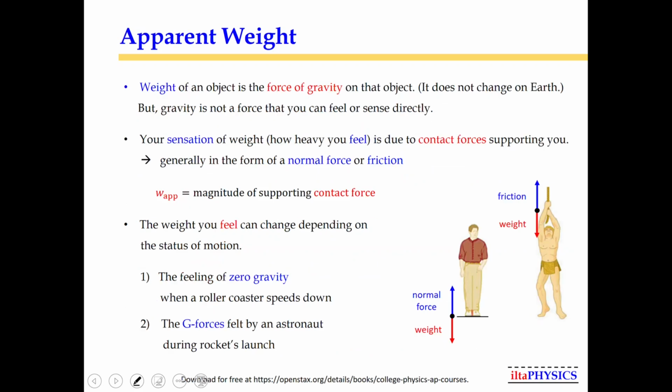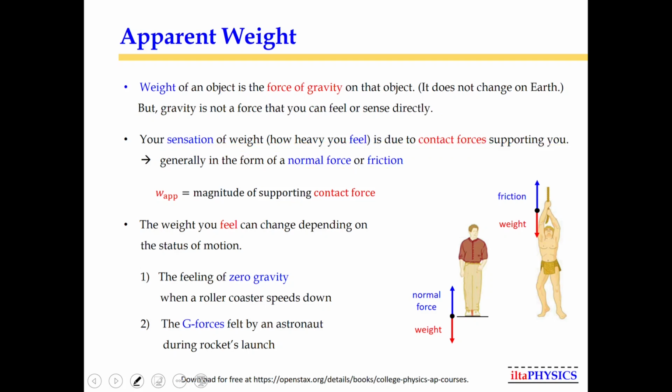Earlier, we said that an object's weight is the downward gravitational force. That means, unless we change planets, say from Earth to the Moon, the gravitational acceleration and therefore the weight stay the same. However, gravitational force is difficult to feel or sense directly. So instead, we usually sense an object's weight indirectly using a contact force. Those kinds of forces usually show up as a normal force or as friction.